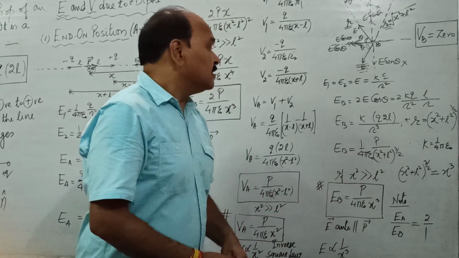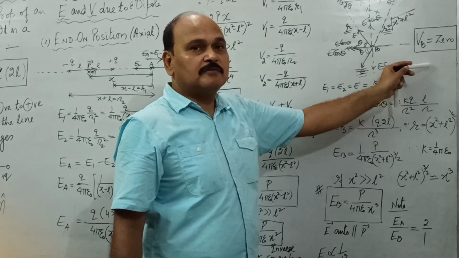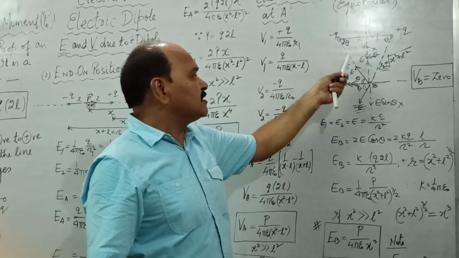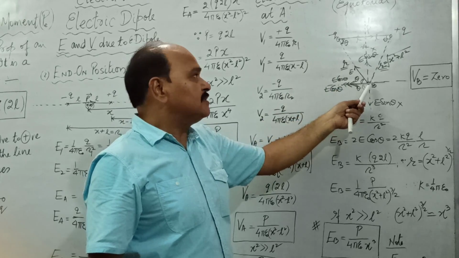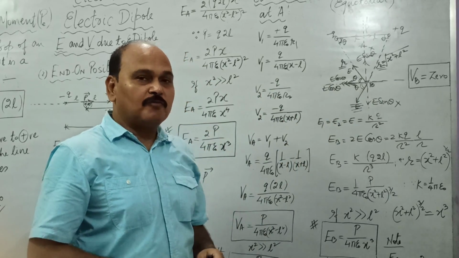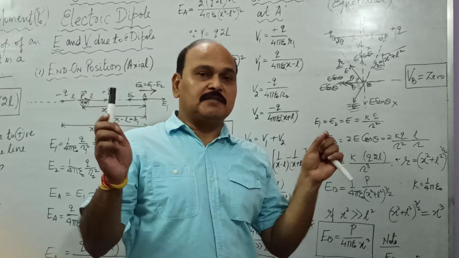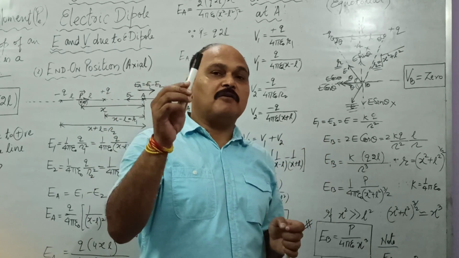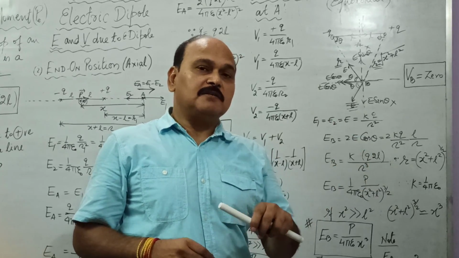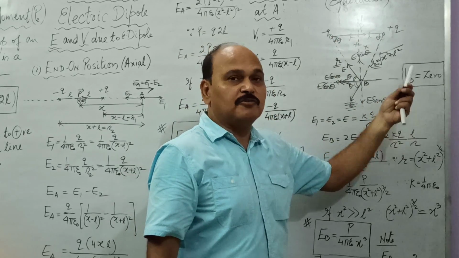Well, as far as electric potential at broadside position is concerned, it is going to be 0. Why 0? Because whatever negative potential this negative charge is going to have at any point, the same would be positive potential because of the positive charge. Each and every point over broadside position is at equal distance from both the charges. So the positive potential of one charge is the same as the negative potential of the negative charge. So the net potential at each and every point over broadside is 0.